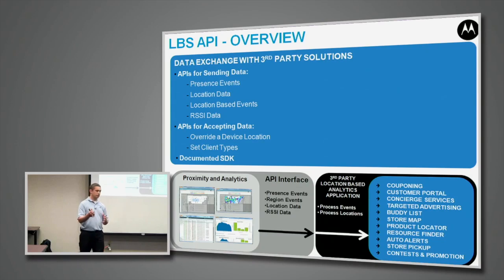Presence events are just events when we detect a device in the environment. We send an enter event. We tell you what threshold they've crossed, what sensor saw them, and what the RSSI level was. So you get all kinds of information from it. Location data is just the XY location of the device. Location data also indicates if it was a zone-tracked device or a position-tracked device. And then we also have location-based events, and those are the events generated by the regions when devices are interacting with the regions.